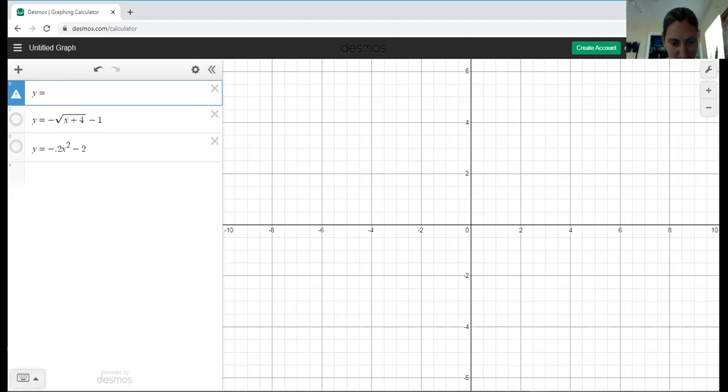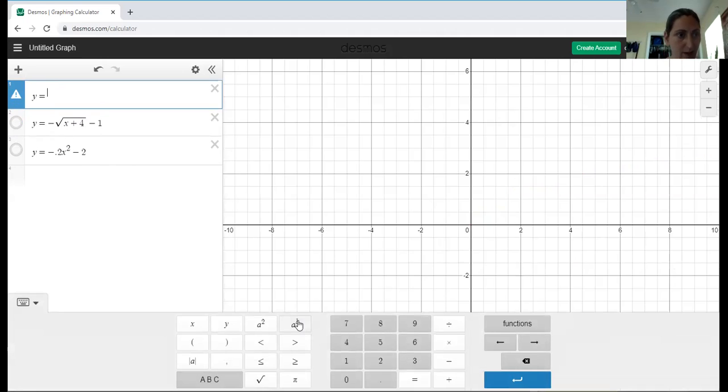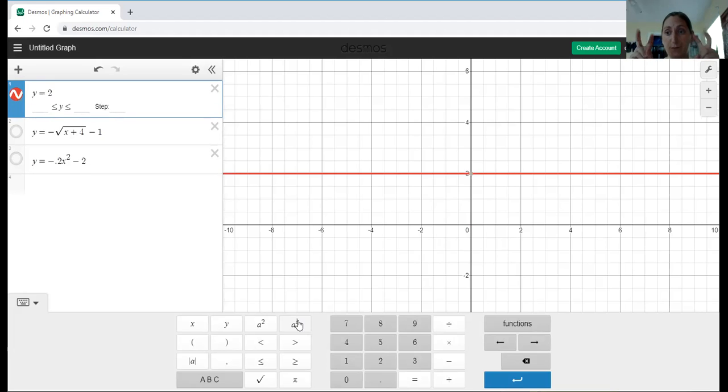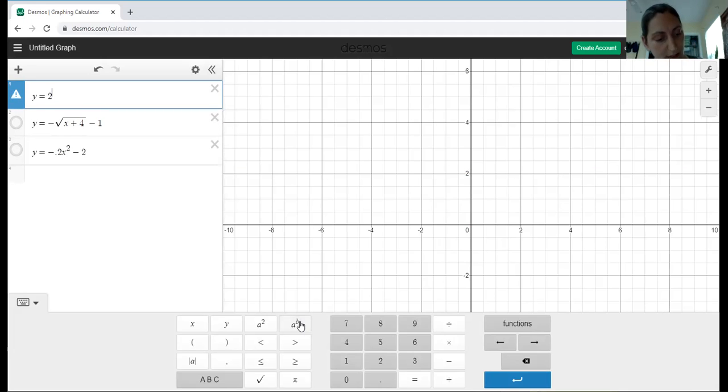Y equals... where's my keyboard? Y equals, no, we're not going to have an x to the anything. There isn't really a parent function for this because the base changes every time. So we're going to just use 2 as our kind of parent function for it. We're going to use base 2 and 2 to the x. Okay, beautiful exponential curve.